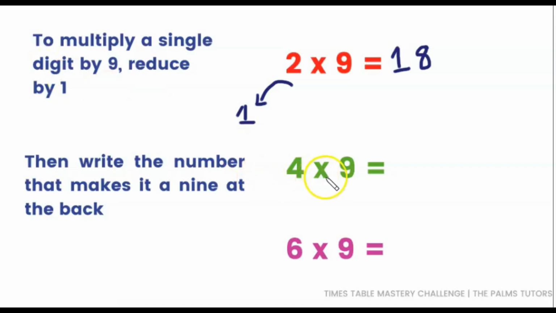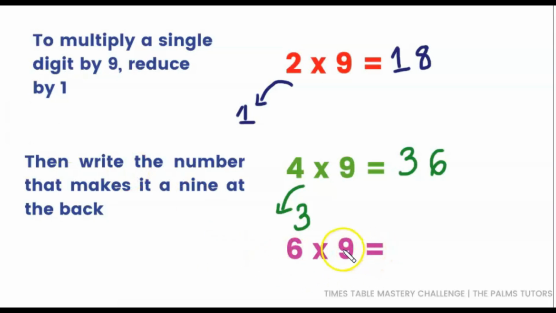So now 4 multiplied by 9, forget about the 9. When you multiply a number by 9, just focus on this number. Now 4 takes a step down and becomes what? 3. Like you count backwards just one time. Now 3 and what makes a 9? 6. That's 36.